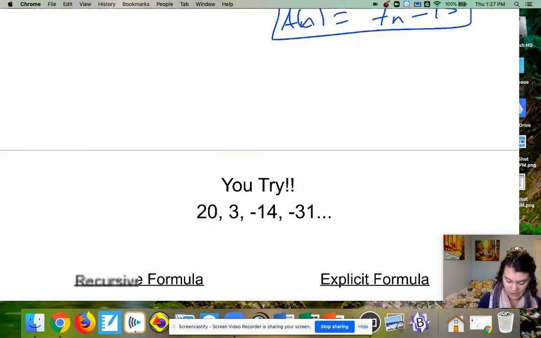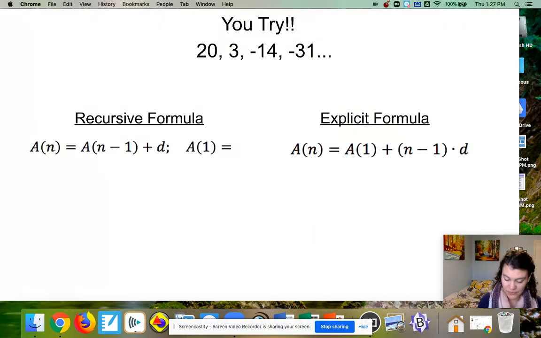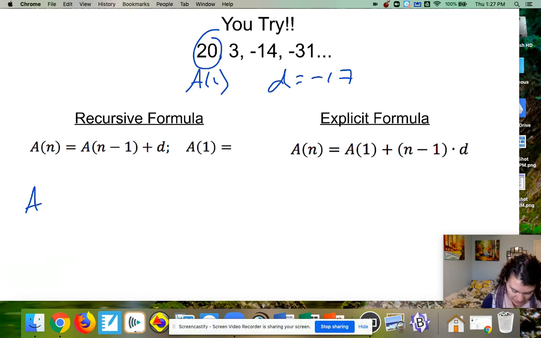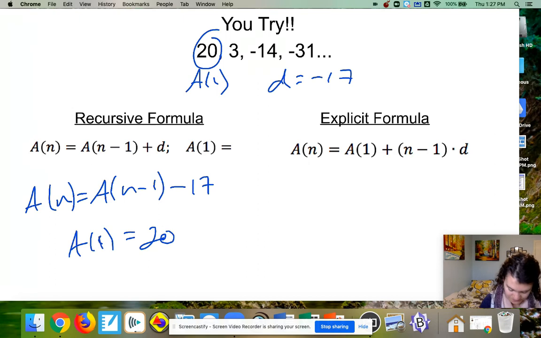So here's another one. You try this, pause the video, and write the recursive and explicit formula for both of these. All right, so here's our first term. This is the A1. We want to figure out what's going on with each of these. Well, our common difference is negative 17. So you're subtracting 17 each time. So if we plug this in, we'll have a sub n equals a of n minus 1 minus 17, and a of 1 is 20.